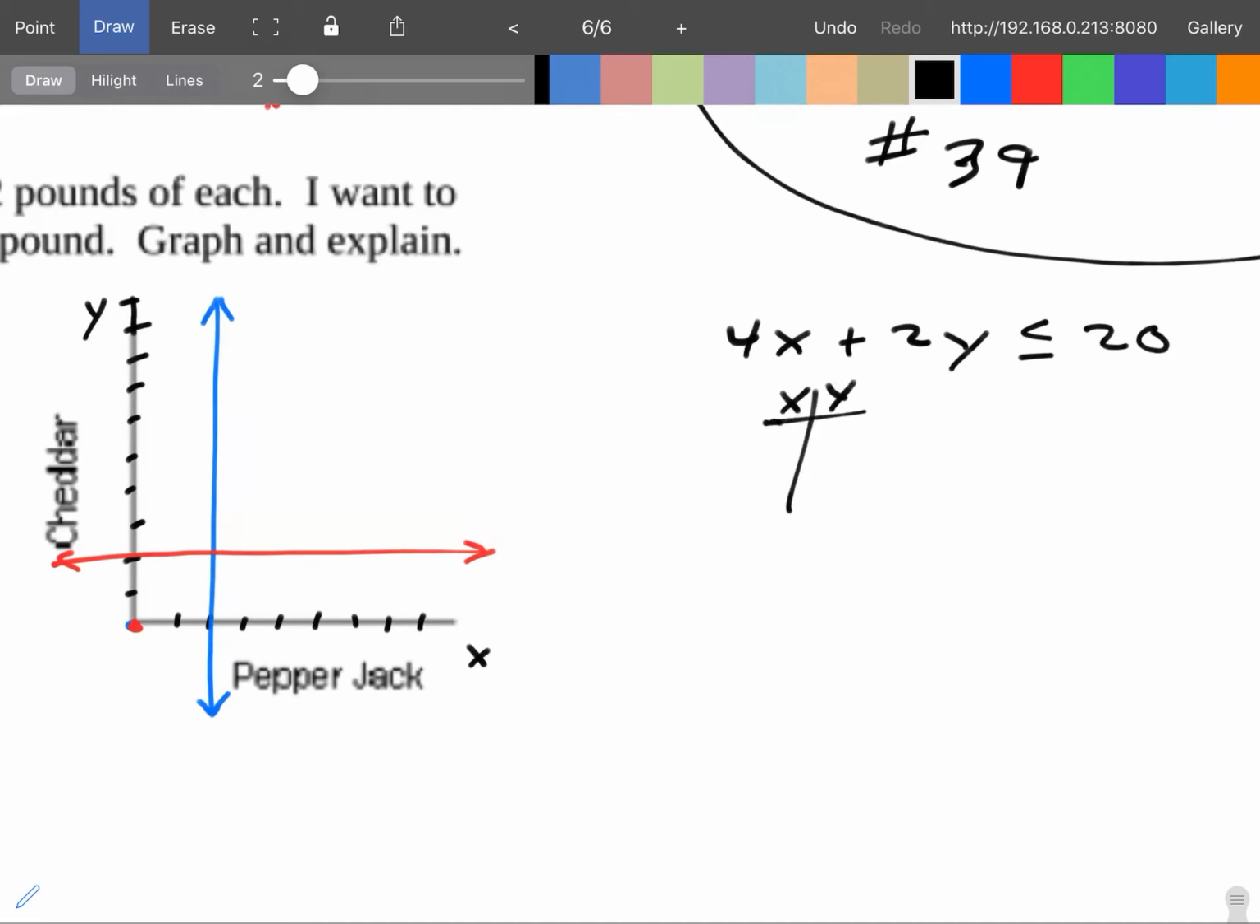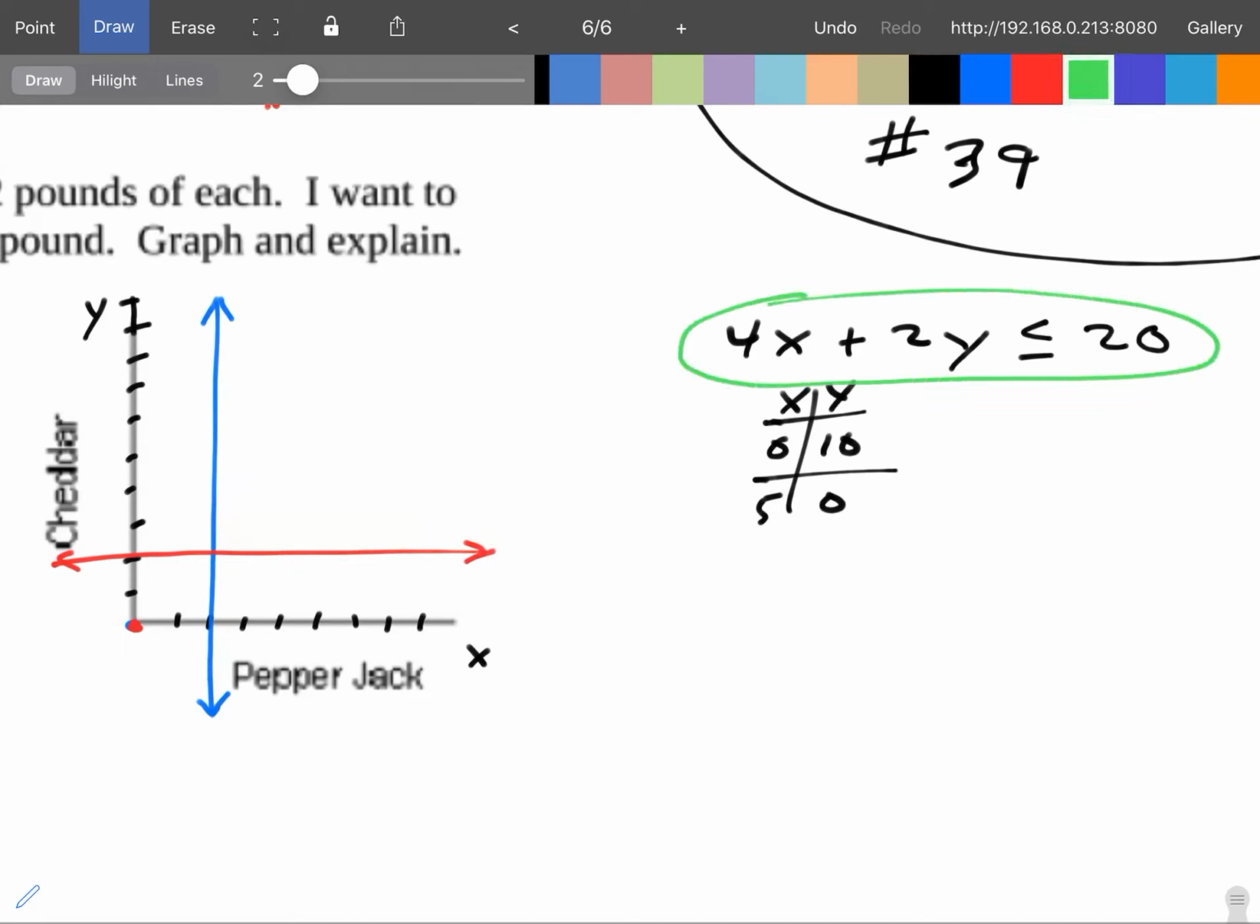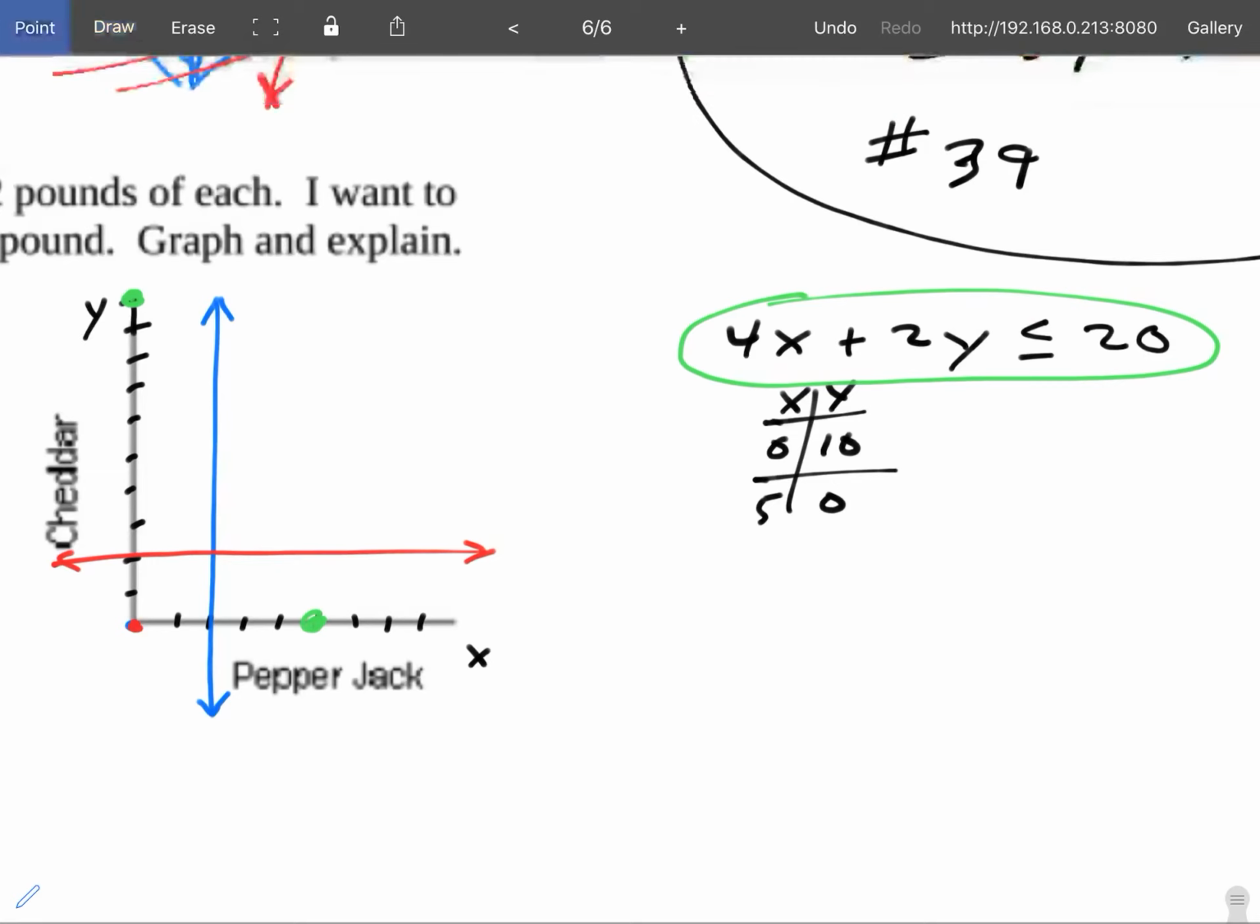All right, so then we gotta graph this one. Well, we already made the chart for it, right? We said that when x was 0, y was 10, and when y was 0, x was 5. So we're gonna plot those 2 points. So 0, 10, that's right. Let's do this one in green. So 0, 10, that's up here. And then 5, 0, that is right here.